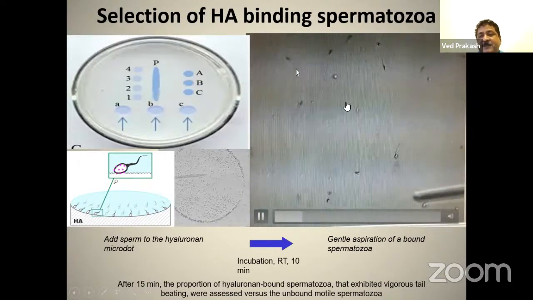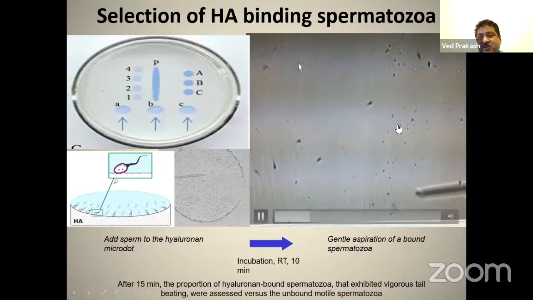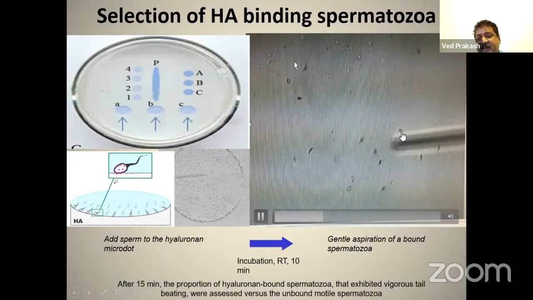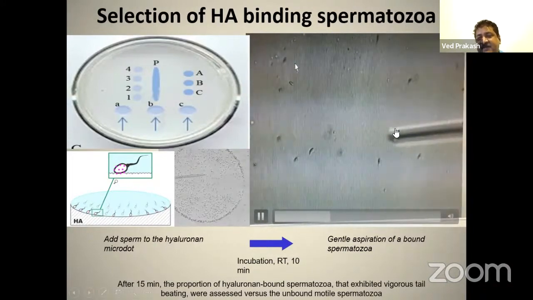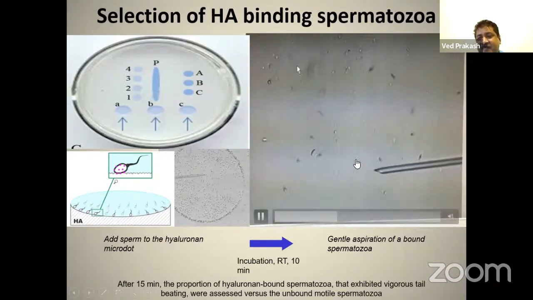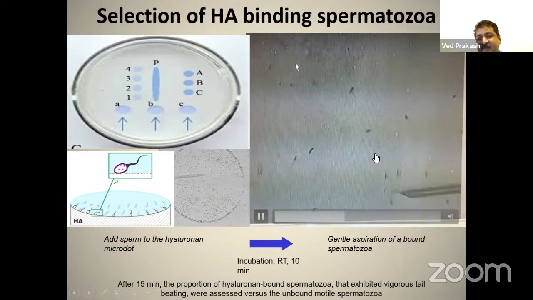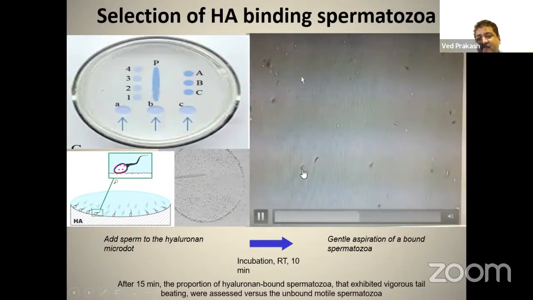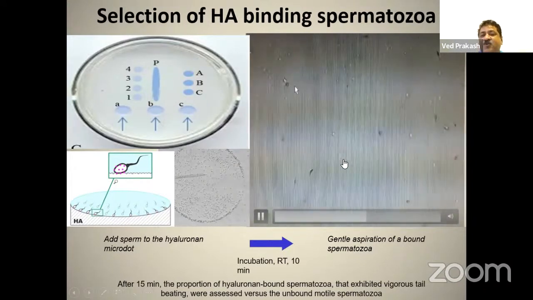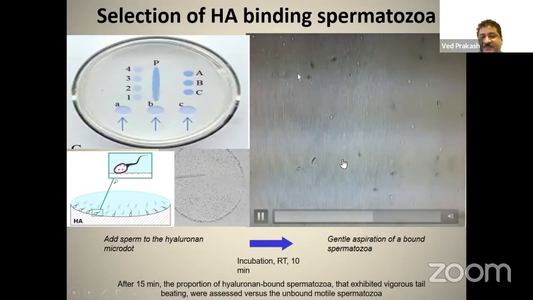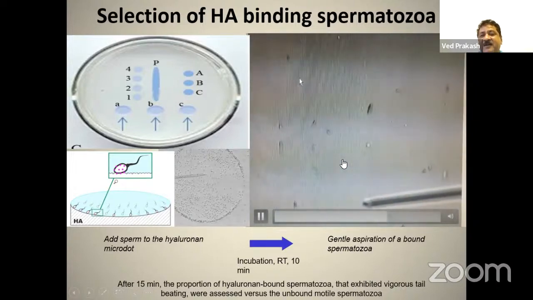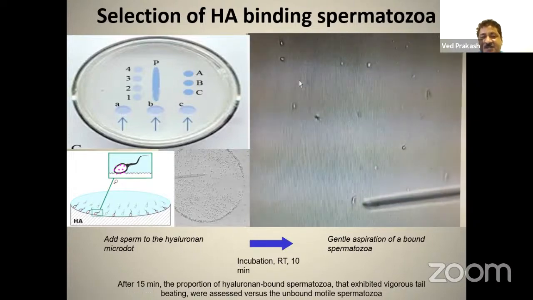These moving sperms are not good. They are not mature. And this one sticks to the petri dish. This is a mature one. They are not moving. Sperms which are not moving, they stick to the petri dish. They are mature ones. This is how we select in the pixie dish.